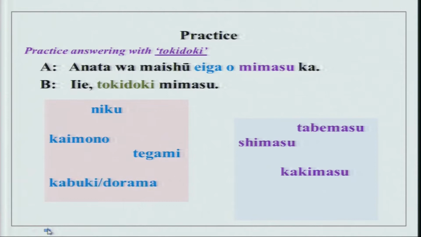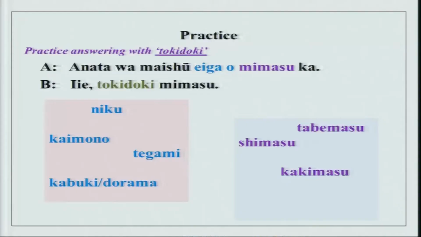In the end, we have kabuki and dorama. Kabuki is the traditional drama form of Japanese where it is similar to our, I would say, kathakali, because only male characters perform in kabuki all the time. Female characters are not there. All female characters are also performed by male characters. So, that is one speciality of kabuki, and this is a traditional Japanese drama form. So, let us see what it is. Mimasu. Anata wa maishu kabuki mimasu ka? Iie, tokidoki mimasu.